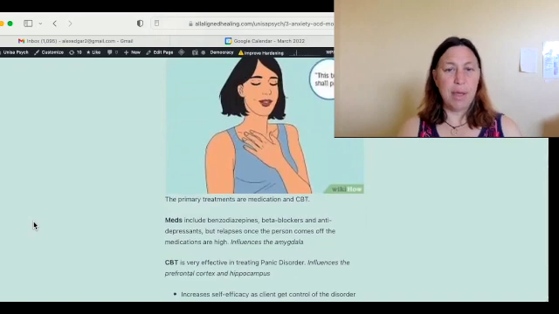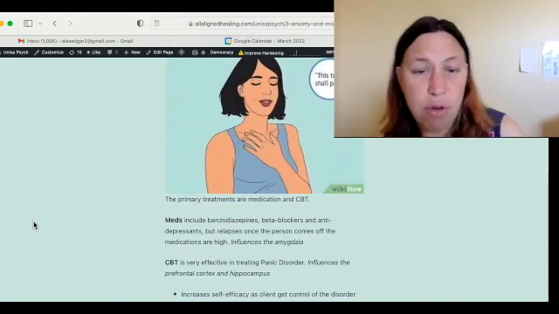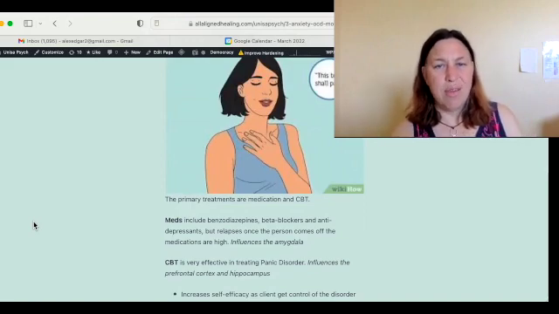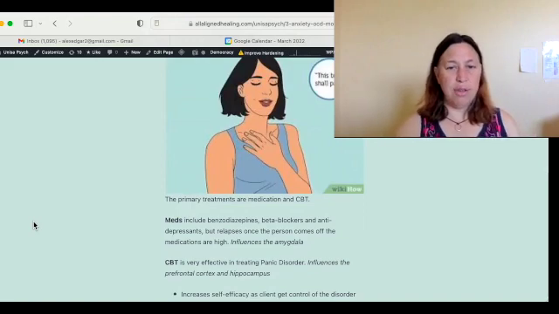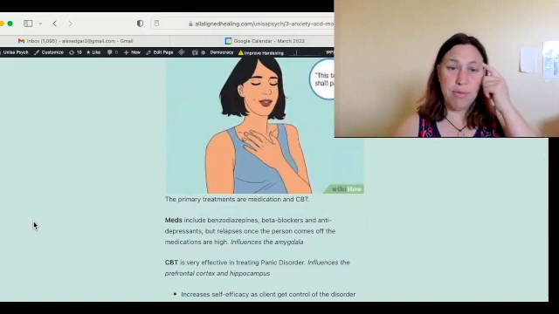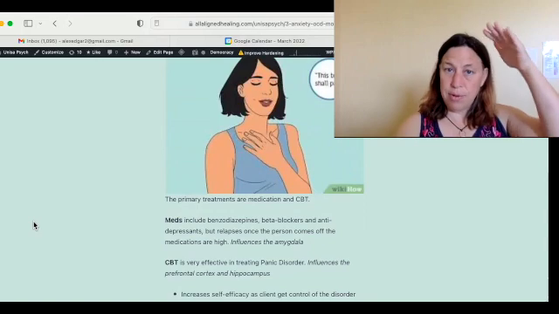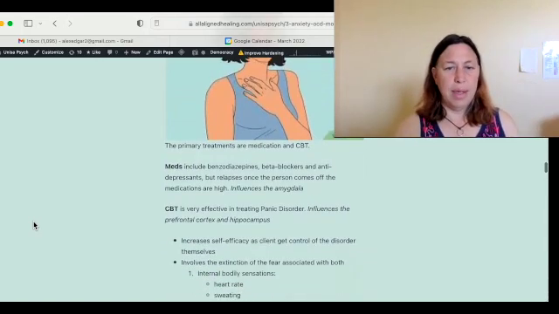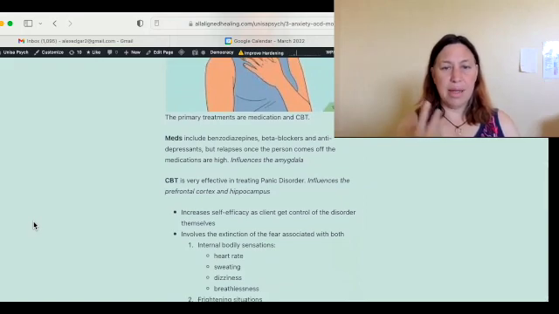Primary treatments are medication and cognitive behavioral therapy. Okay, the medication helps, but then as soon as you go off it, there's a high chance of relapse. So it works on the amygdala, but it doesn't address real change. For that, you need CBT, which is highly effective. CBT influences the prefrontal cortex and the hippocampus because it helps regulate fear. Okay? It increases self-efficacy as the client gets control of the disorder themselves.